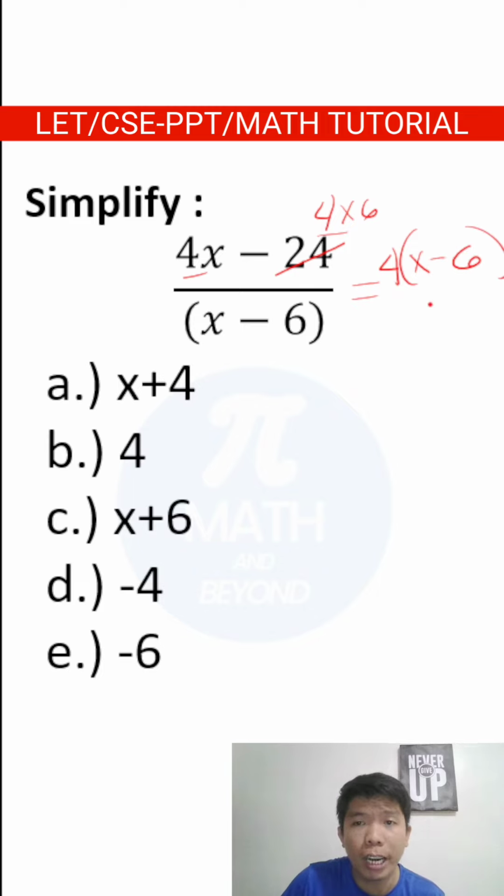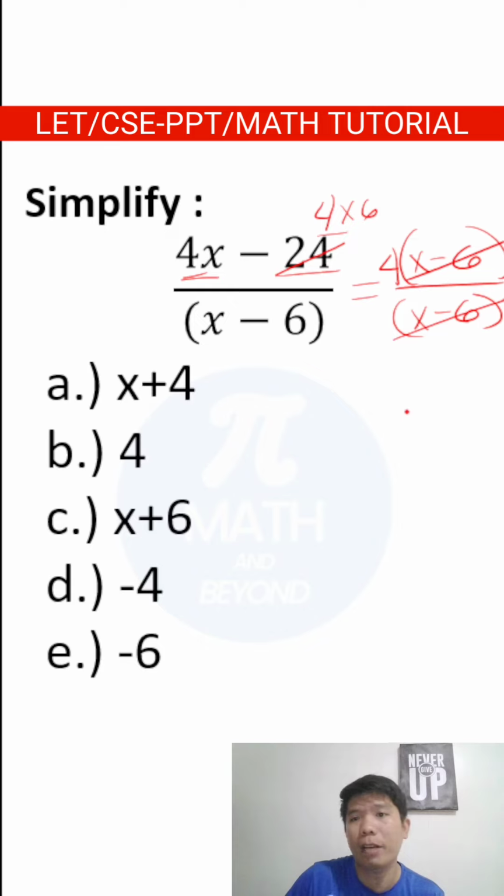Now to check, we are going to distribute: 4 times x will give us 4x, and 4 times negative 6 will give us back negative 24. So moving on, we are going to copy the denominator x - 6, and then we can now proceed to cancellation. We can cancel (x - 6) over (x - 6). So we are left with 4.